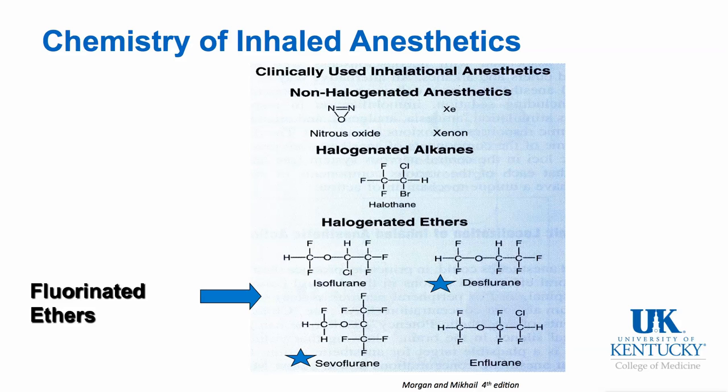Halothane is a halogenated alkane, has chlorides, bromides, and fluorides around it. And we are using ethers today still, but very special ethers, fluorinated ethers. And you can see that isoflurane, desflurane, and sevoflurane are ethers, but they have lots of carbon fluoride bonds, which make it more stable and not flammable.